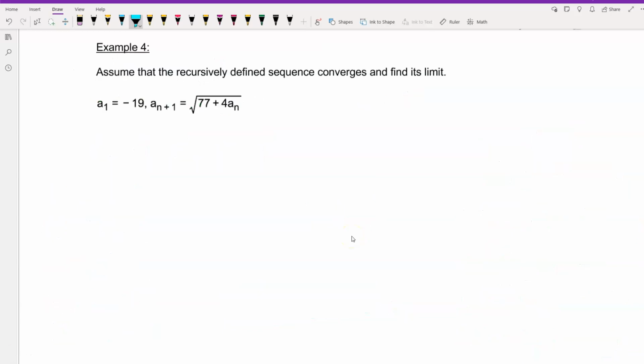Show that the recursively defined sequence converges and find its limit. What is given? a sub 1 is equal to -19, and a sub n plus 1 is equal to the square root of 77 plus 4 times a sub n. Since it is assumed that the recursively defined sequence converges, the limit exists. Let x be the value of this limit. So a sub n approaches x.